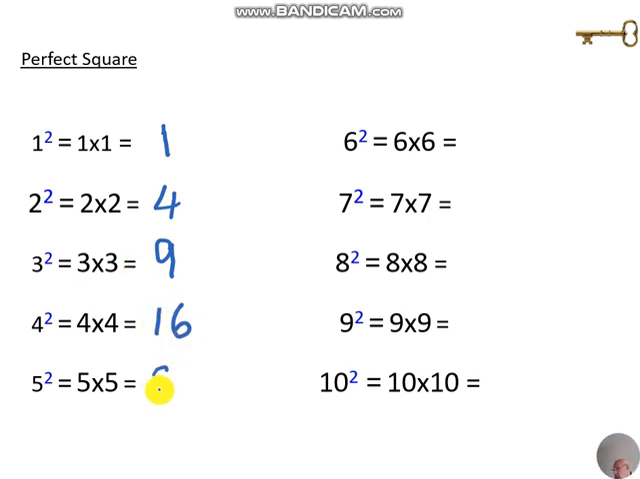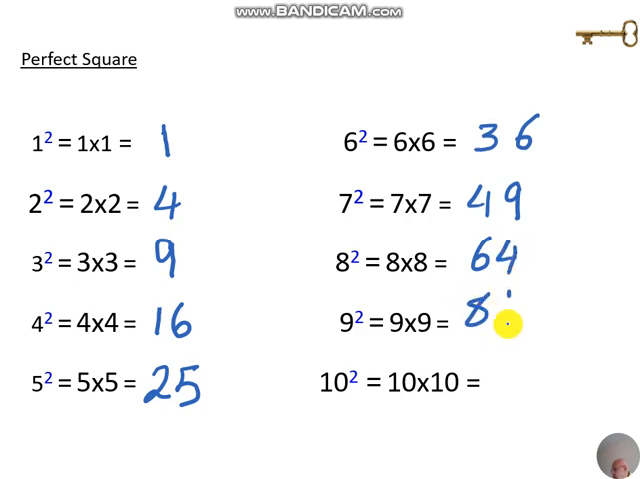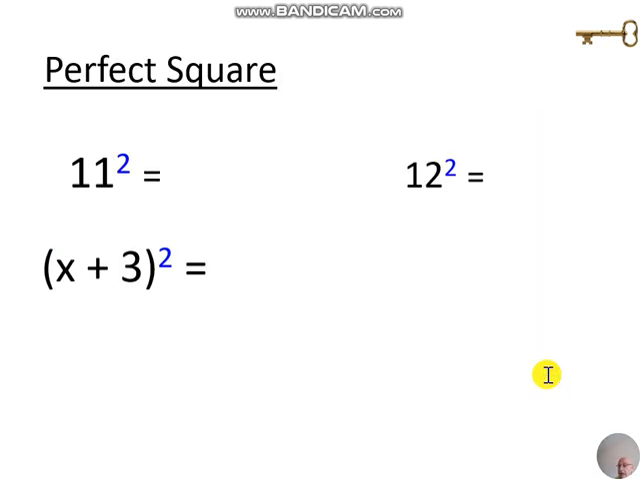36, 25, 36, 49, 64, 81, 100. 11 squared is also 11 times 11, which means 121. 121 is a perfect square because I can write 121 as a number to the power of 2. 12 squared is 144. Also 144 is a perfect square.